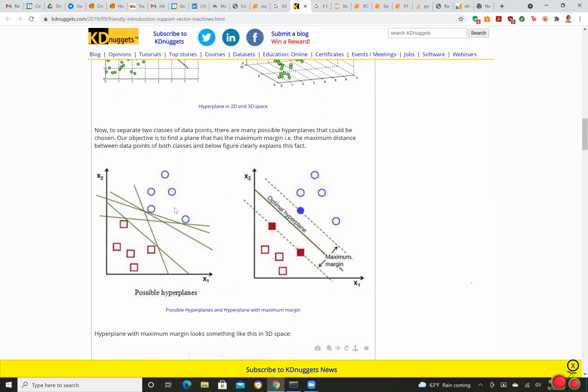So see, possible hyperplanes. This is another good diagram. These are all the various ways with which you could divide the two groups. But what is the optimal hyperplane? The optimal hyperplane is found when you draw these dashed lines. These are the support vectors. In reality, you won't be drawing them; you're just applying the model.